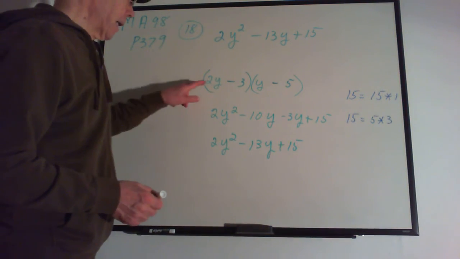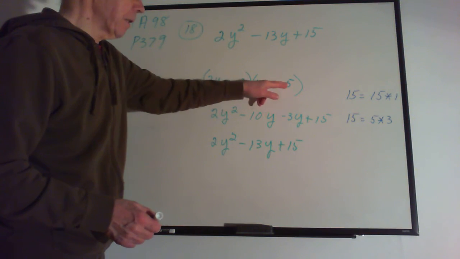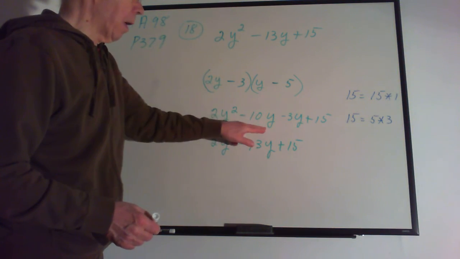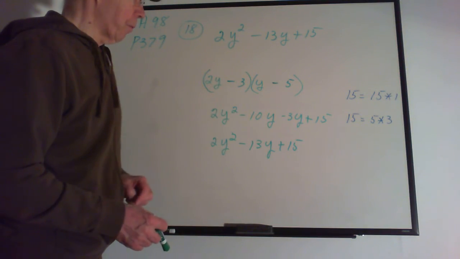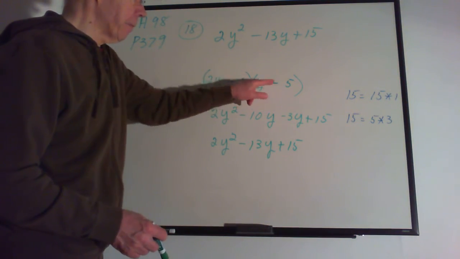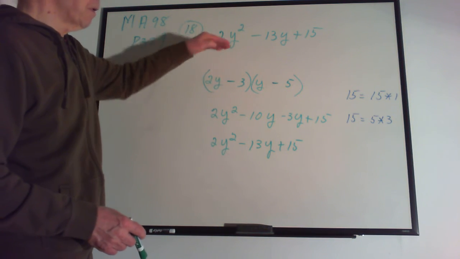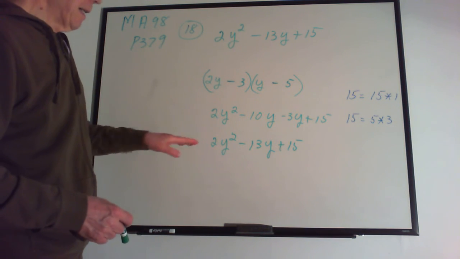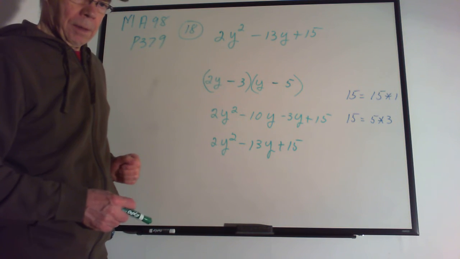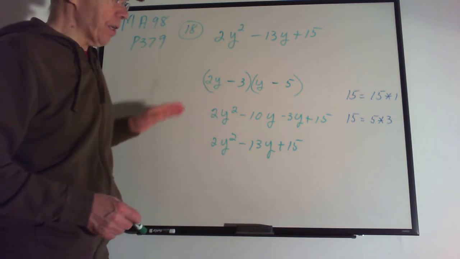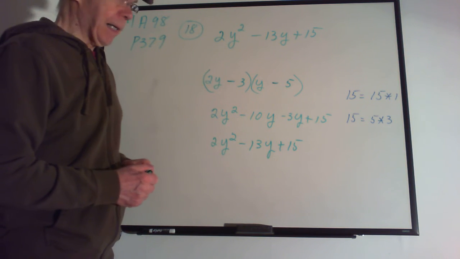If I multiply back out, 2y times y is 2y squared. 2y times minus 5 is minus 10y. Minus 3 times y is minus 3y. A minus times a minus is a positive, gives me my 15. So I ended up with the correct answer. That tells me this is correct. And basically, you're guessing when you factor this. You want to prove it, you want to multiply it back out.